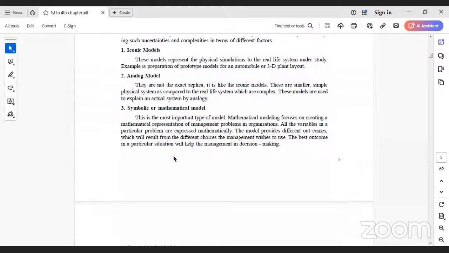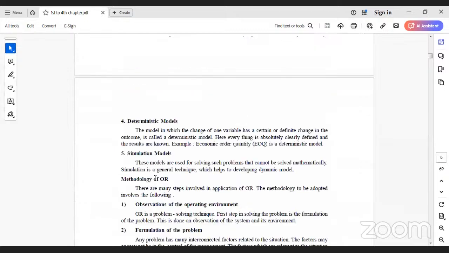Symbolic or mathematical model. What is a mathematical model? This is the most important type of model. Mathematical modeling focuses on creating a mathematical representation of management problems in an organization. All the variables in a particular problem are expressed mathematically. The model provides different outcomes which will result from the different choices of the management. The best outcome in a particular situation will help the management in decision making.